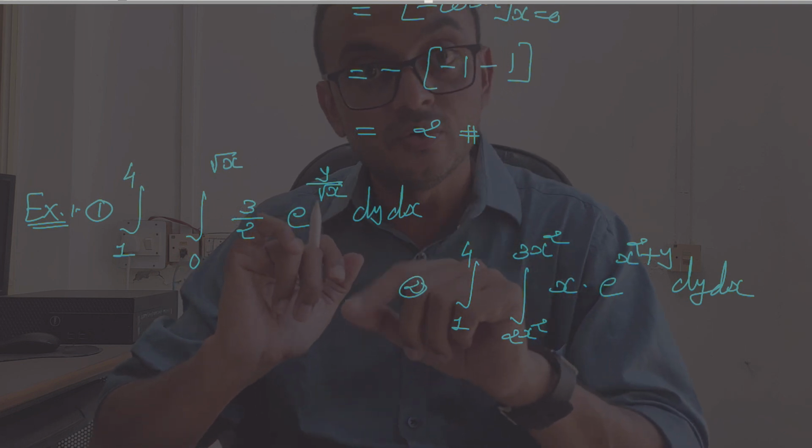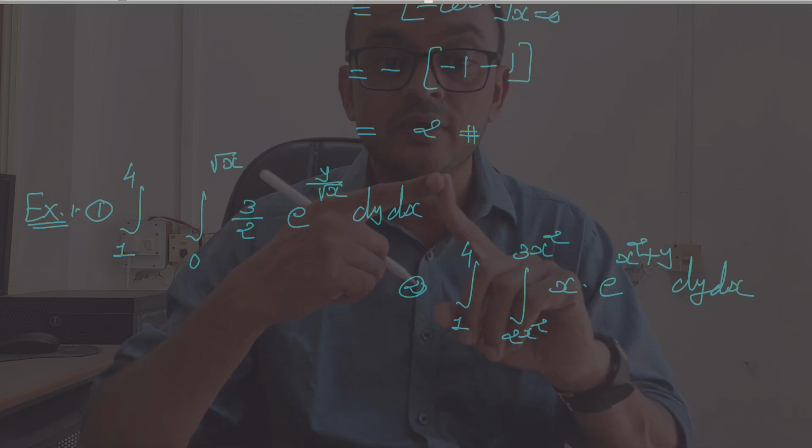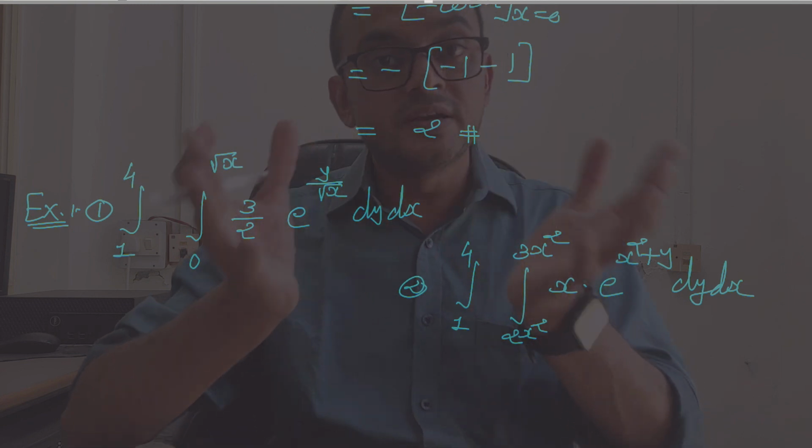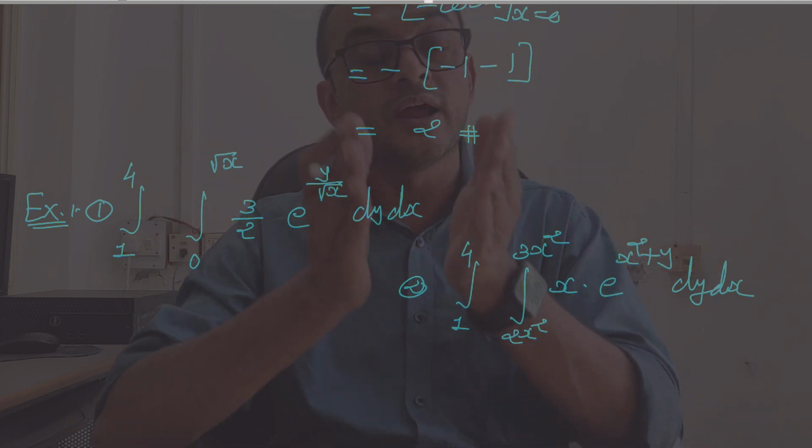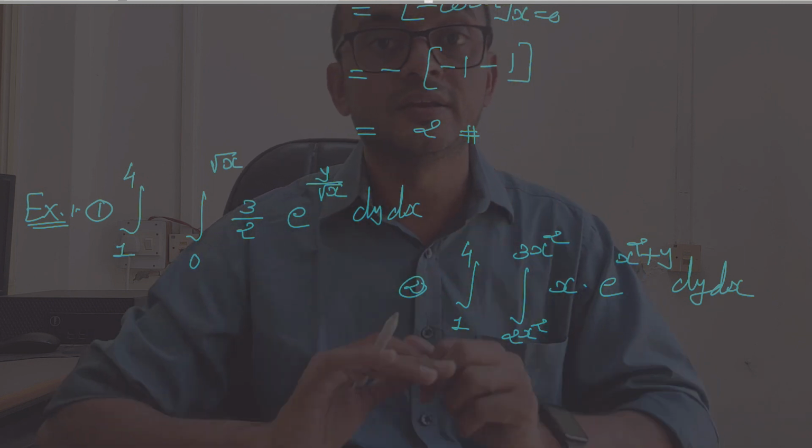In the next video, what are we going to see? Suppose we have given any general region R, then how do we write the limits first and then the integral?